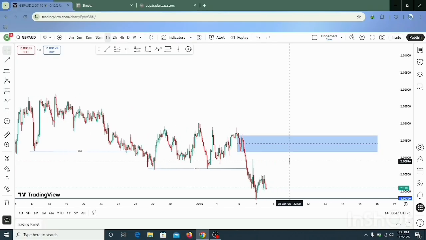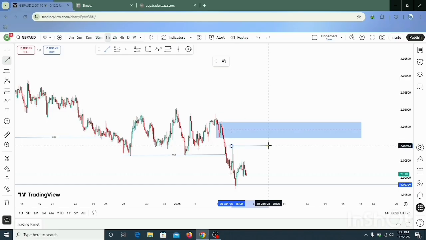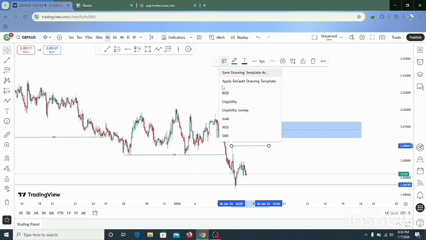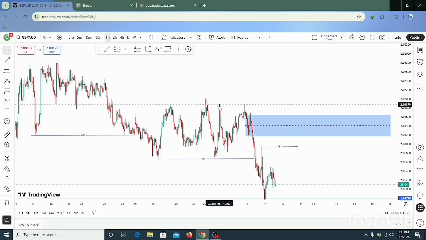Here on the 1-hour time frame, you can see this as inducement or liquidity for us. Do we have a liquidity sweep? Do we have that liquidity sweep? Yeah, we don't have a liquidity sweep over here.